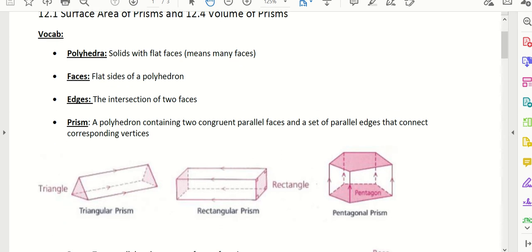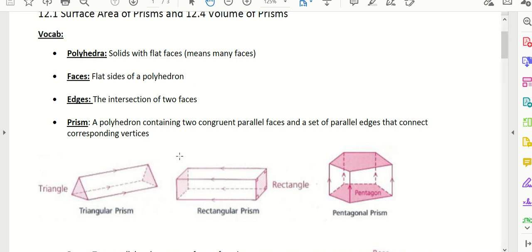A prism is a polyhedron containing two congruent parallel faces and a set of parallel edges that connect corresponding vertices. So here we have a triangular prism. Let's read that one more time. A prism is a polyhedron containing two congruent parallel faces. So where are the parallel faces of this triangular prism? It's the triangles, the triangle here on the left and the triangle on the right.